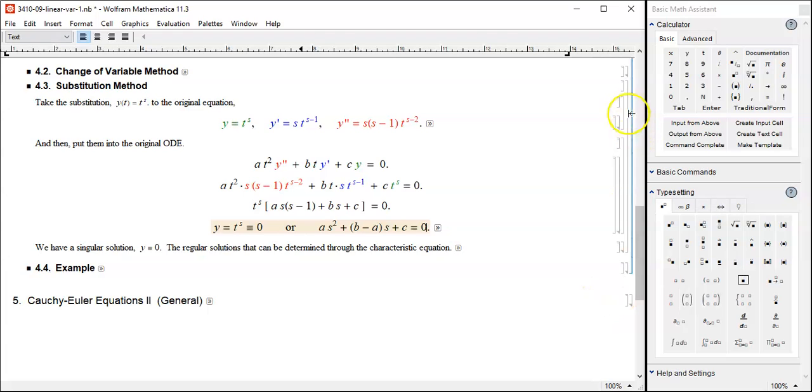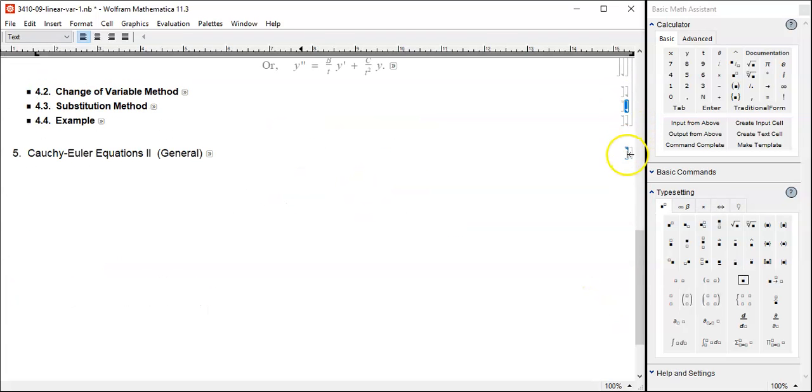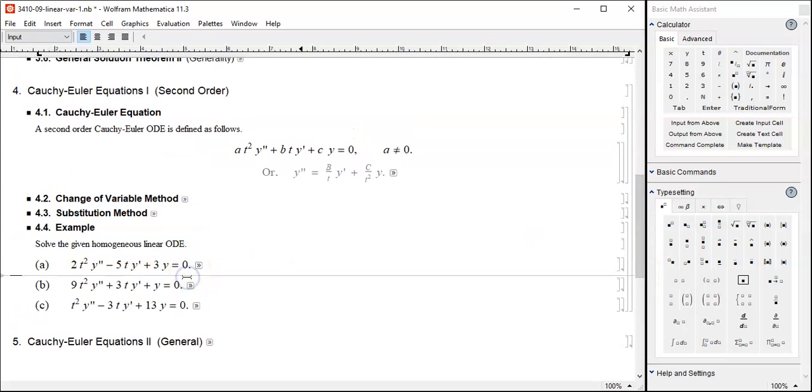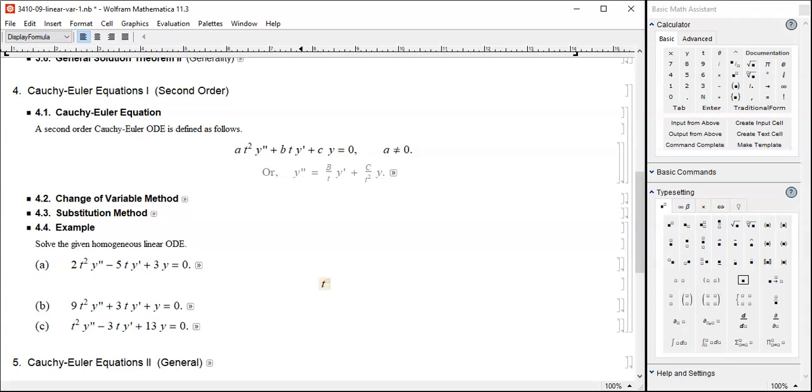Let's go to an example problem. Okay, here's a problem, and let's solve it. y is t to the s power, all right? y prime is equal to s times t to the s minus first power. y double prime is s times s minus 1 times t to the s minus 2 power. So far pretty clear. And then as before, let me do some highlighting.